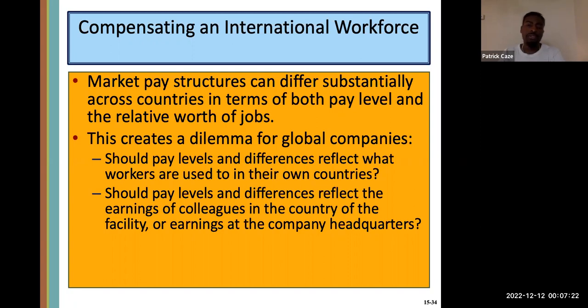Compensating an international workforce, market pay structures can differ substantially across countries in terms of both pay level and the relative worth of jobs. This creates a dilemma for global companies.